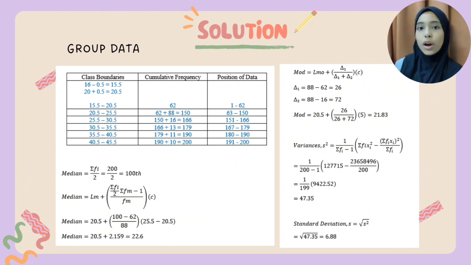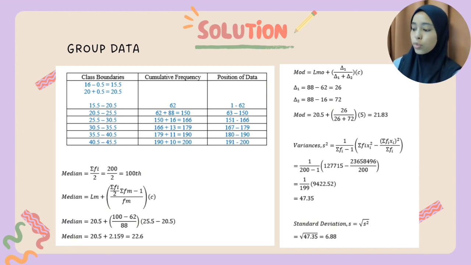By that also, we can find the median using the new formula, which is lower class boundary plus sum of fi over 2 minus the cumulative frequency before the median class, over fm, multiplied by c. By using all that formula, we got the median to be 22.6. Next, we proceed to search for the mode, using the formula lower class boundary plus delta 1 over delta 1 plus delta 2 multiplied by c.